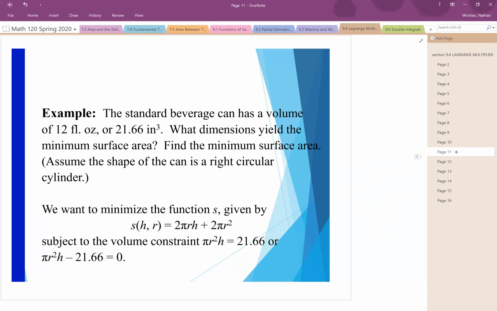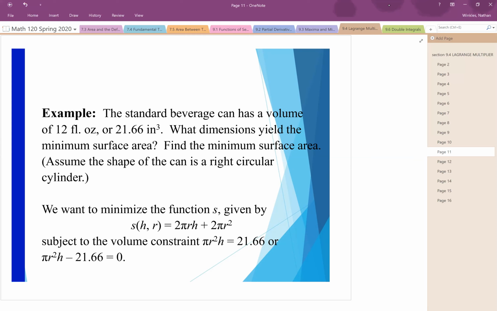So here's a more involved piece here. That's more of an engineering style problem. So it says the standard beverage can has a volume of 12 fluid ounces, or 21.66 inches cubed. What dimensions yield the minimum surface area? We want to find the minimum surface area. Assume the shape of the can is a right circular cylinder. That just means it's a circle, it looks like, and it's just a standard shape of a 12-ounce can.